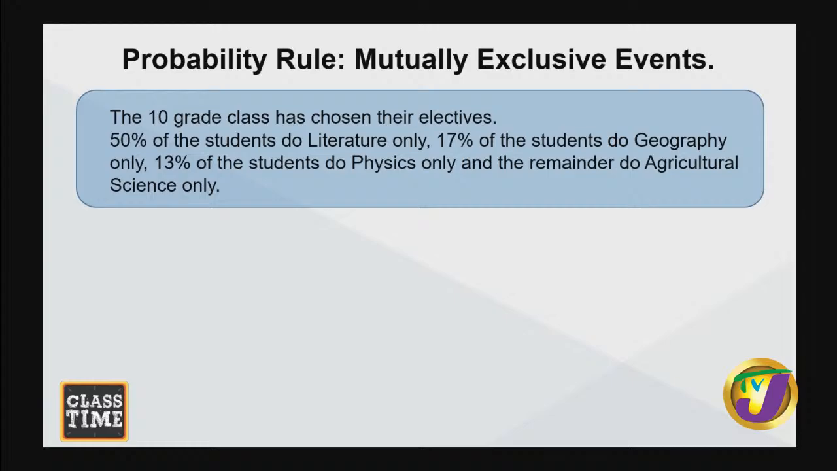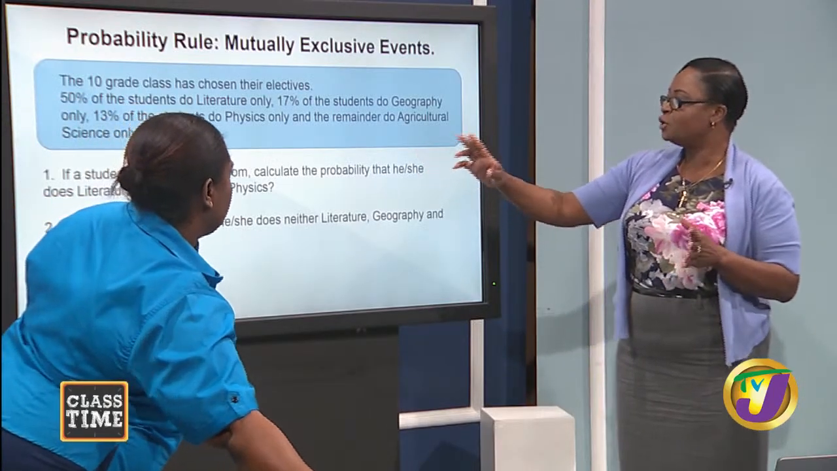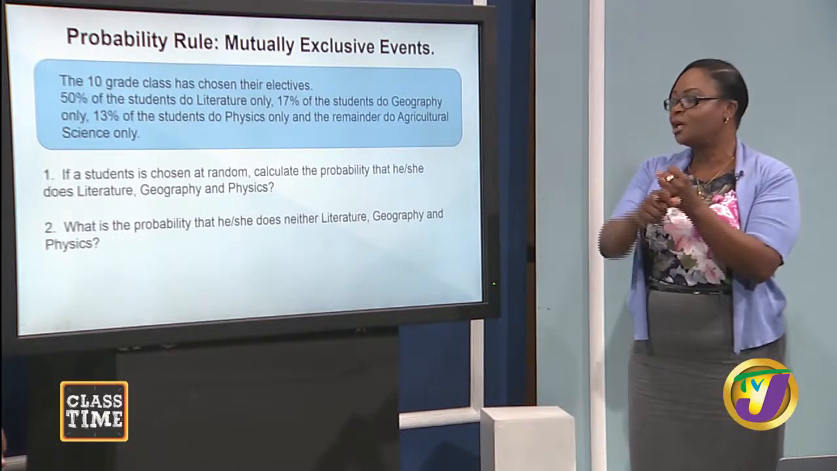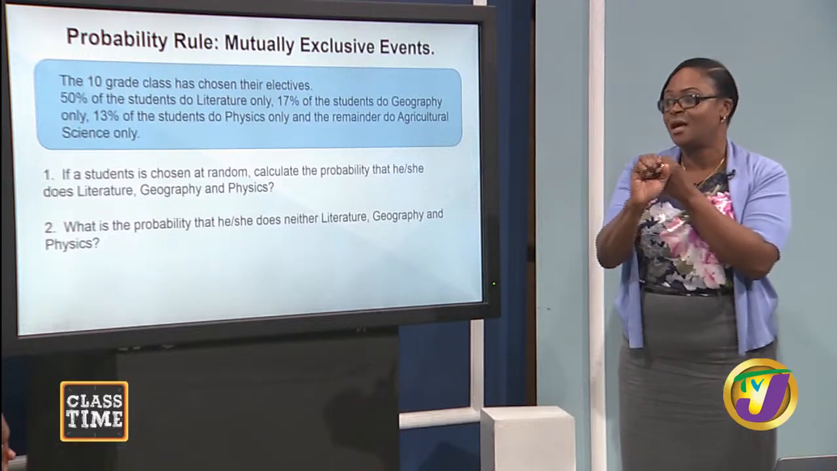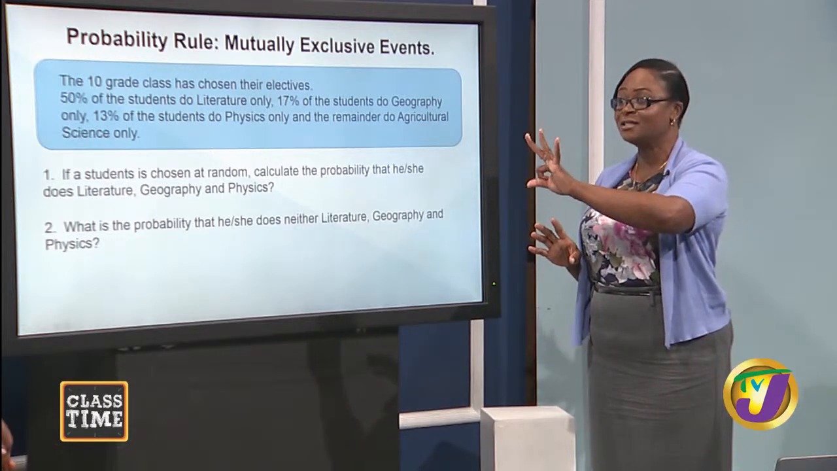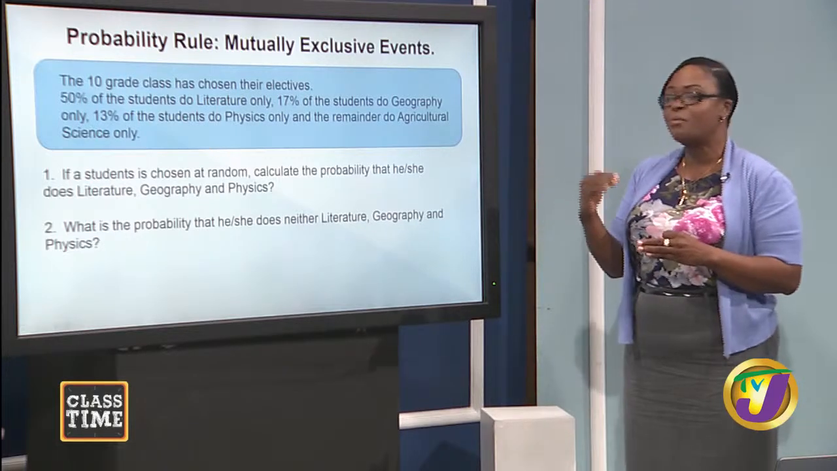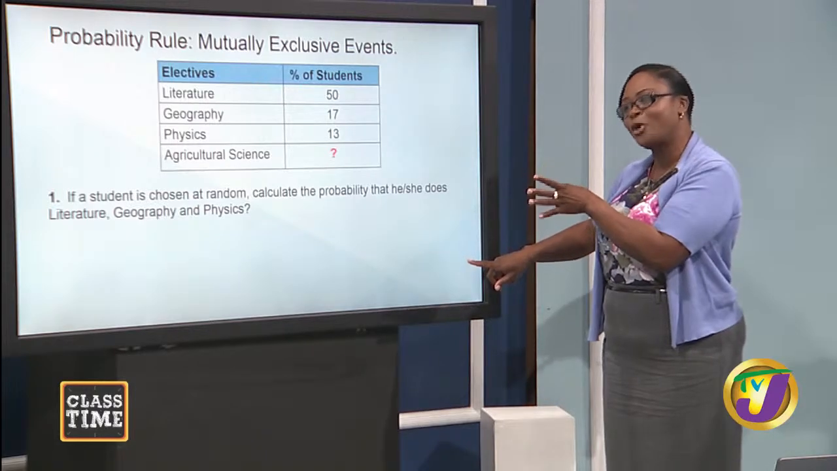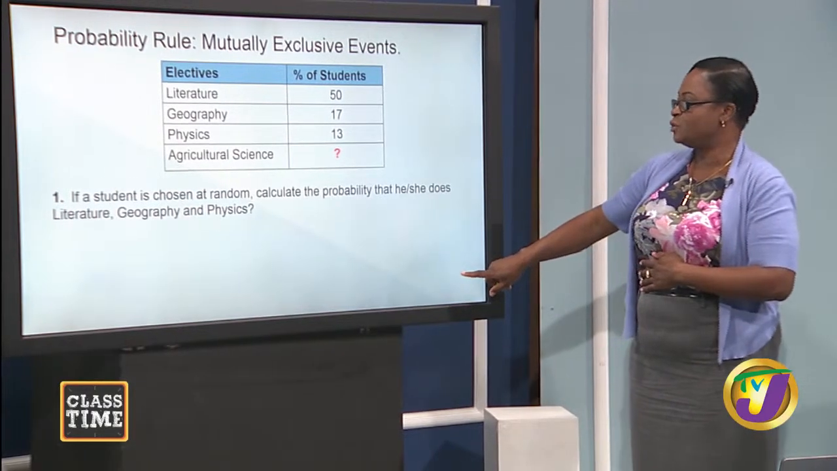We ask that you take these questions. If a student is chosen at random, calculate the probability that he or she does literature, geography, or physics. Now, when we say that, I'm looking at 3 mutually exclusive events. And what is the probability that he or she does neither literature, geography, nor physics? So what would your first moves be? Remember the example that we had before. We can put the information on a table. This is not a contingency table. It's just a little table to clarify what it is we desire.